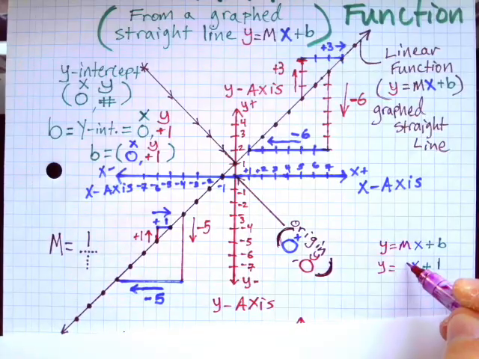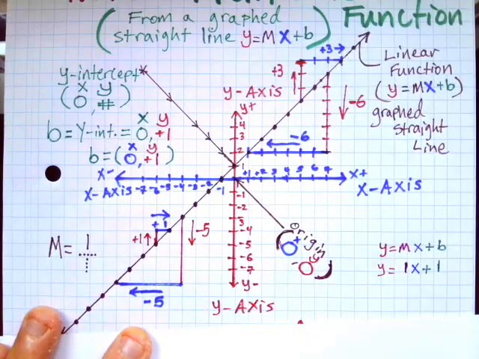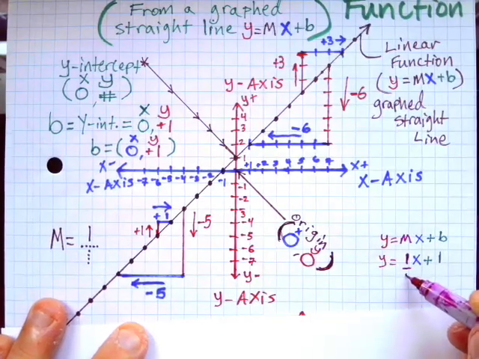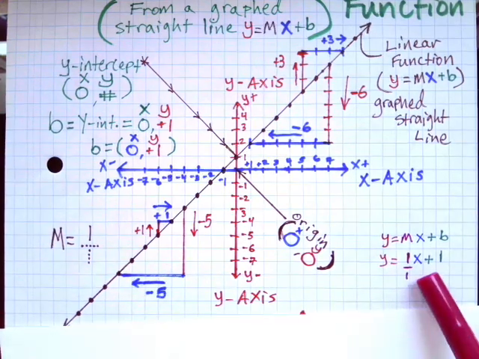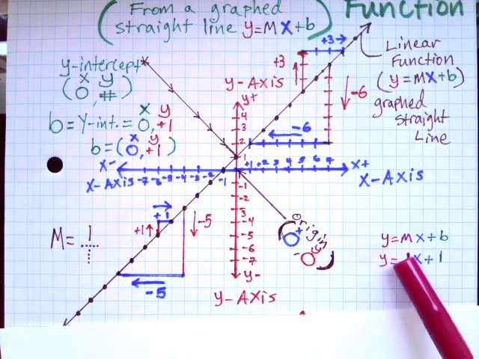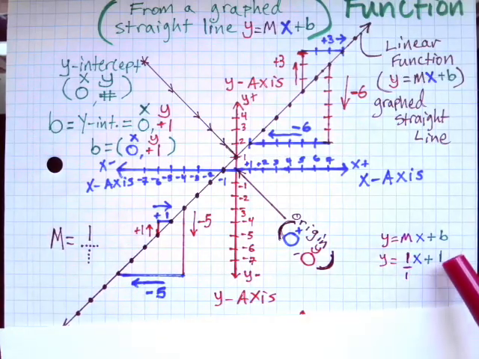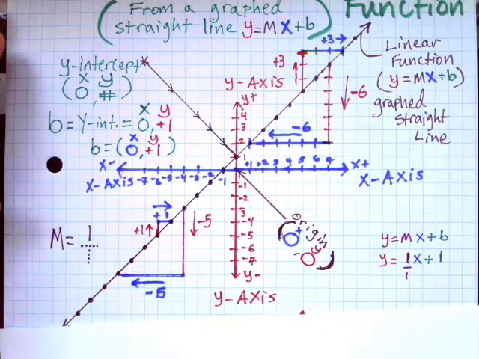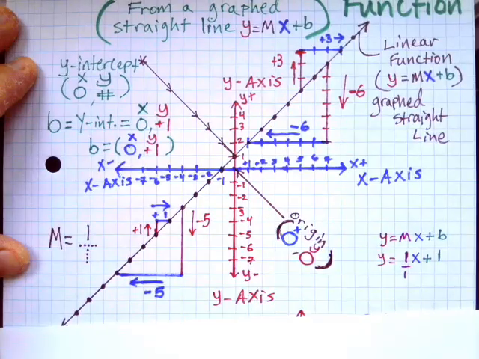Now, can I put 1 here? I absolutely can put 1 here. y equals 1x plus 1. Can I put a 1 over 1? I absolutely can. 1 over 1, x plus 1. They all mean and equal the same thing. y equals x plus 1 is the same as y equals a 1 in front of the x plus 1, which is the same as y equals 1 over 1 x plus 1. 1 over 1 is 1. All three of those equal the same thing, although typically in mathematics, you'll just see y equals x plus 1.